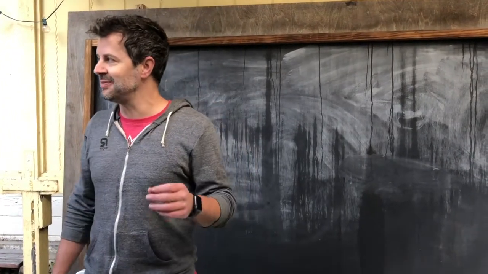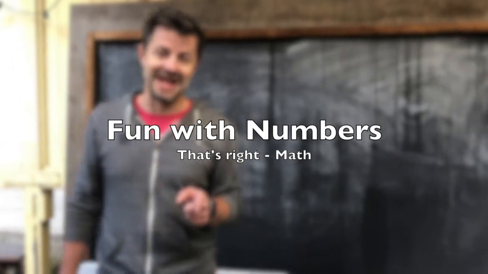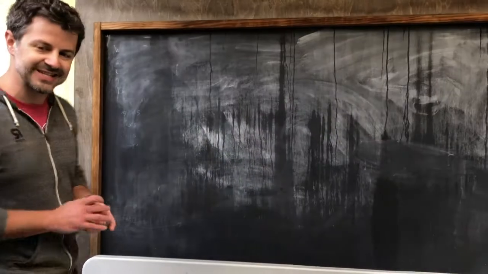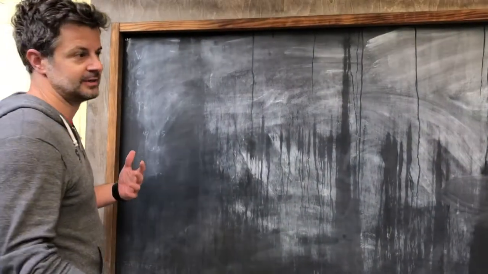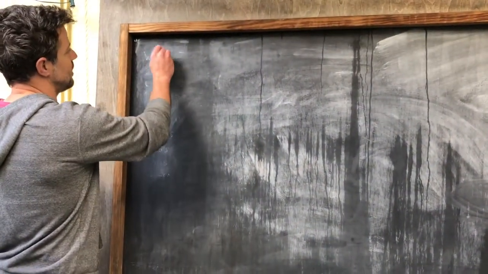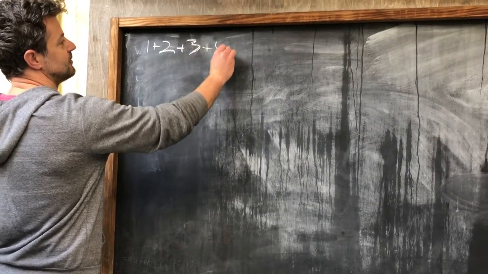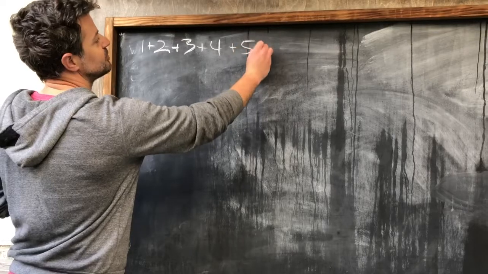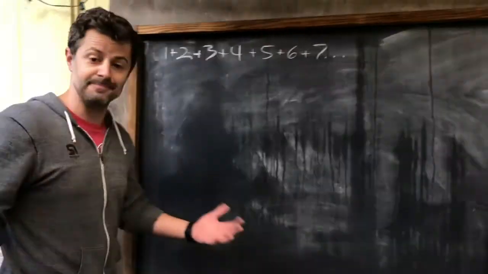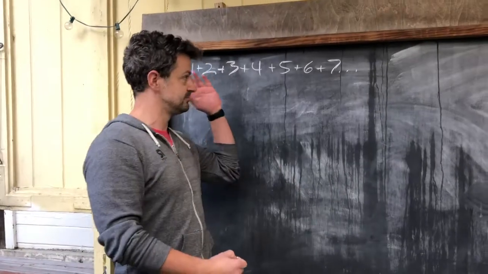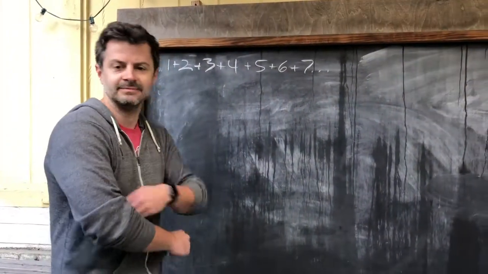So today we are going to be doing fun with numbers. That's right, math. All right, so to start off, let's just say we have 1 plus 2 plus 3 plus 4 plus 5 plus 6 plus 7, etc., right? Continuing on forever. So, if we add all that up, Garrett, what do you think we would get?